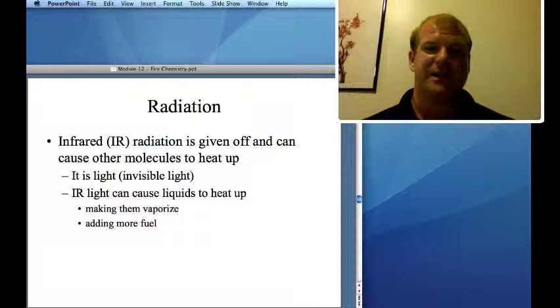And radiation is the final one. It gives off infrared light. The infrared light will cause other molecules to vibrate, and then that causes things to heat up. So liquids can heat up by infrared light and might vaporize, and this can also add more fuel to a fire.